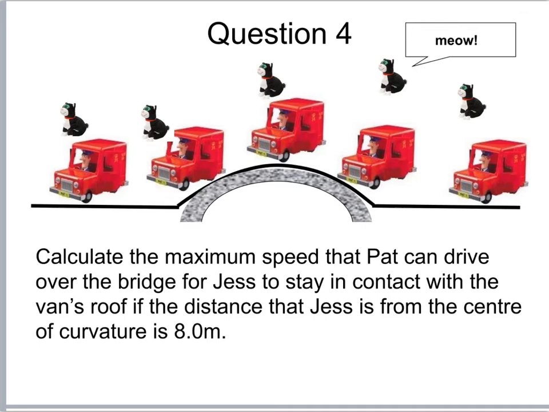I'm going to assume that Jess is a distance of 8 metres from the centre of curvature. Now, in order to be able to answer this question, the thing that you're going to need to think about, and I'd like you to think about this now, is what are the conditions needed for Jess to remain in contact with the van's roof.